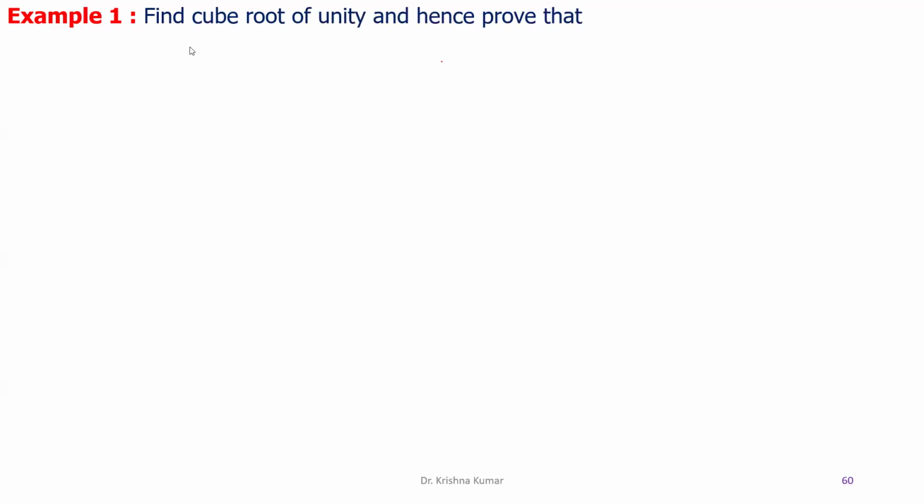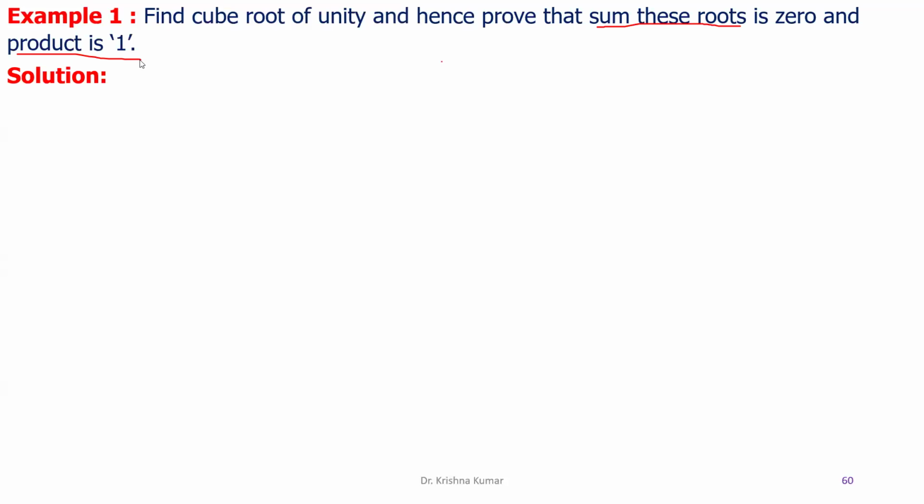In this lecture, we find the cube root of unity, and hence we also prove that the sum of these roots is 0 and the product of these roots is 1. So we use de Moivre's theorem over here to find out the cube root of unity. We have to find the cube root of unity.